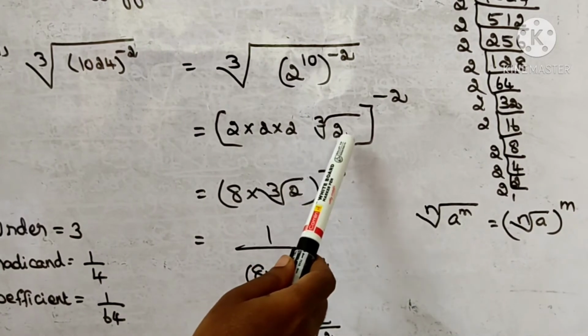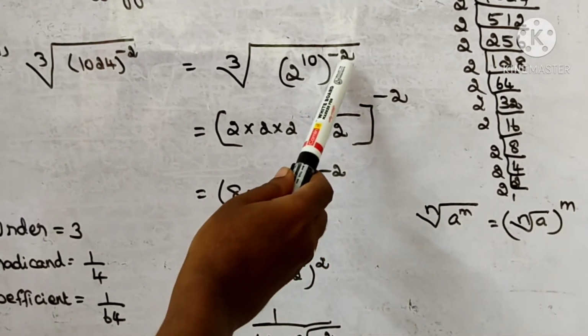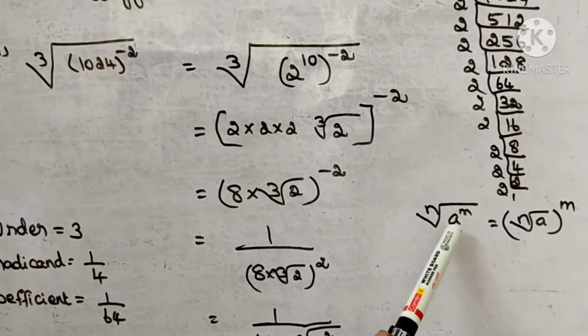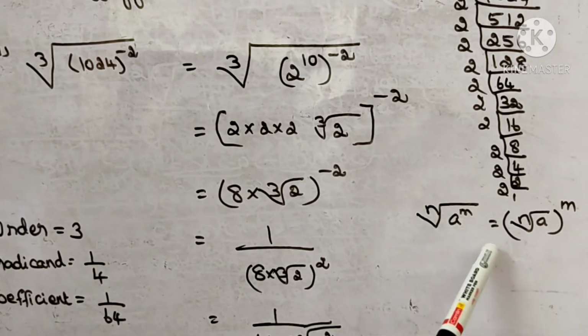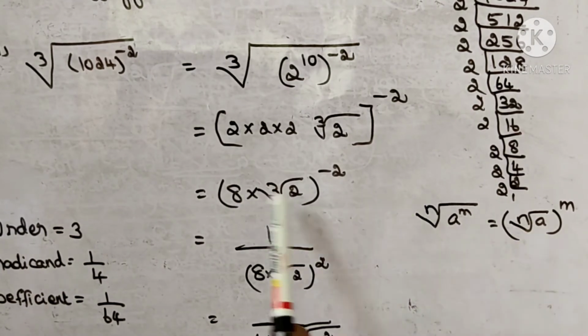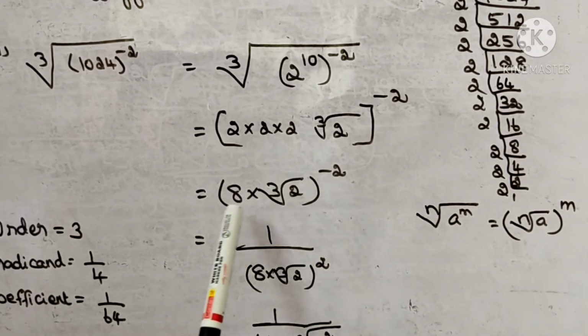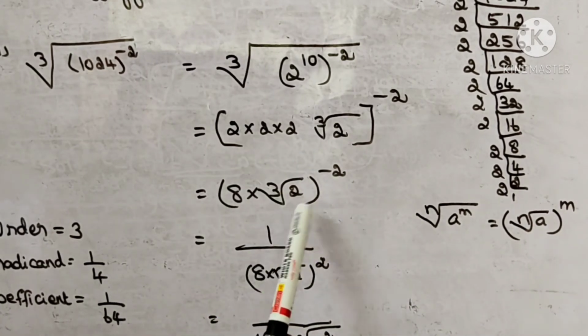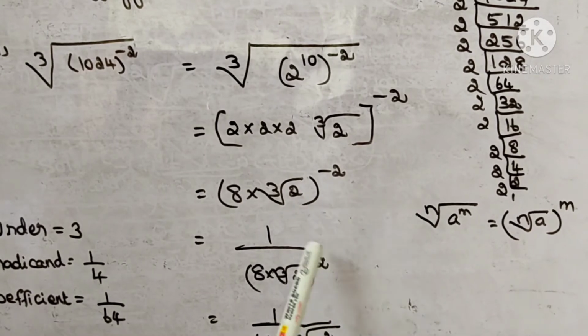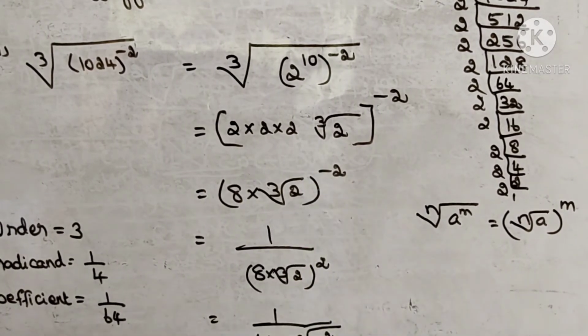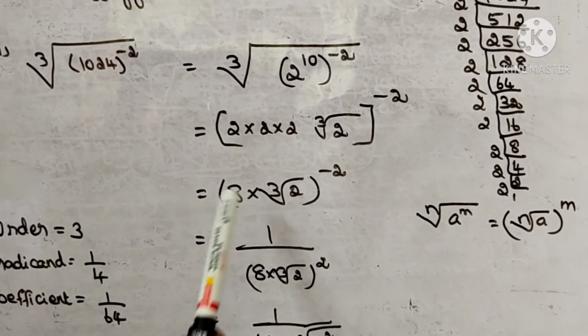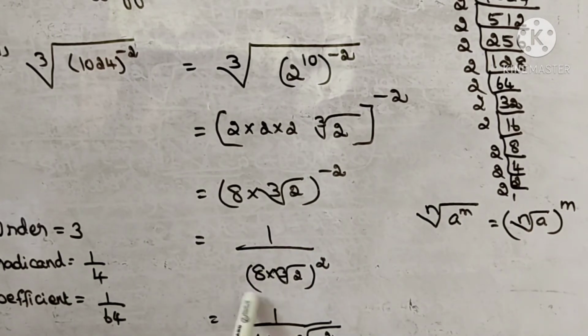So cubic root of 2 here, minus 2, we use this property: nth root of a power m is equal to nth root of a the whole power m. So the whole power minus 2, right? So 2 into 2 into 2 is 8. 8 into cubic root 2 the whole power minus 2. So this is the inverse form. Inverse form, write in the fraction form: 1 by 8 into cubic root 2 the whole square.